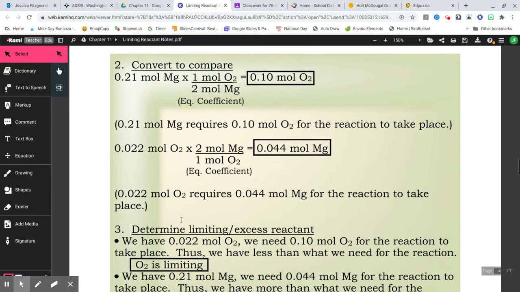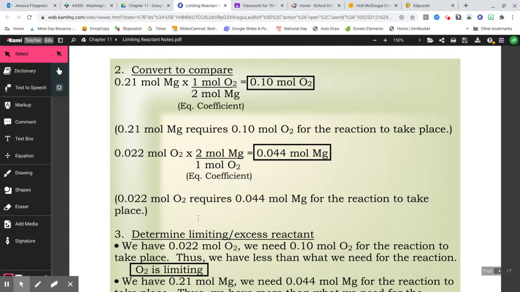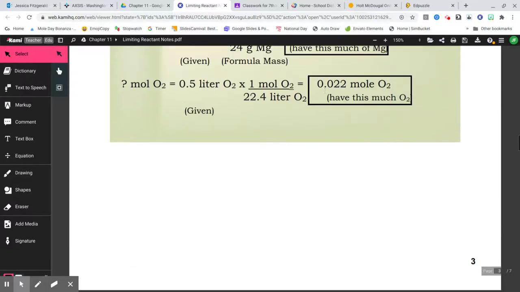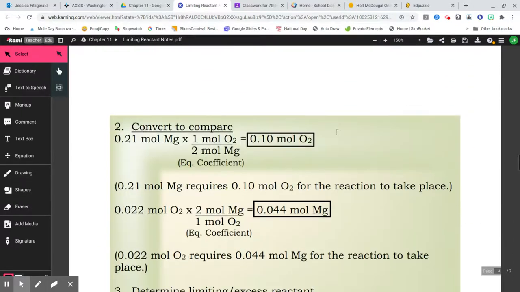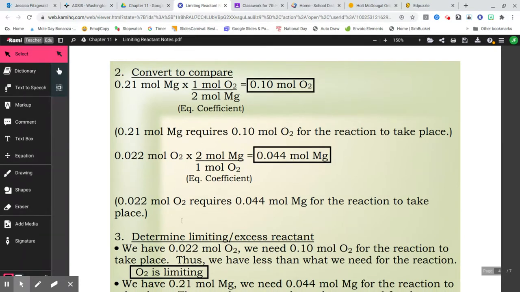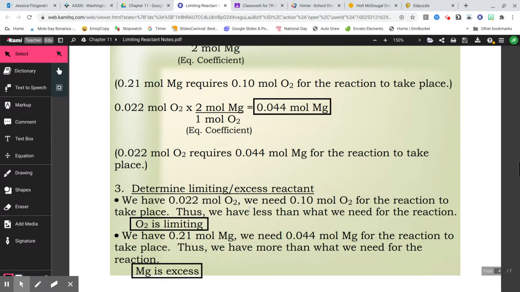Just to make sure we understand this convert and compare step, I'm going to take my moles of oxygen that I have from up here, that I converted from my liters to my moles, and I'm going to convert and compare it. I'm going to convert my moles of oxygen over to moles of magnesium. So this is saying I have 0.022 moles of oxygen. I'm going to need 0.044 moles of magnesium for this reaction to take place.